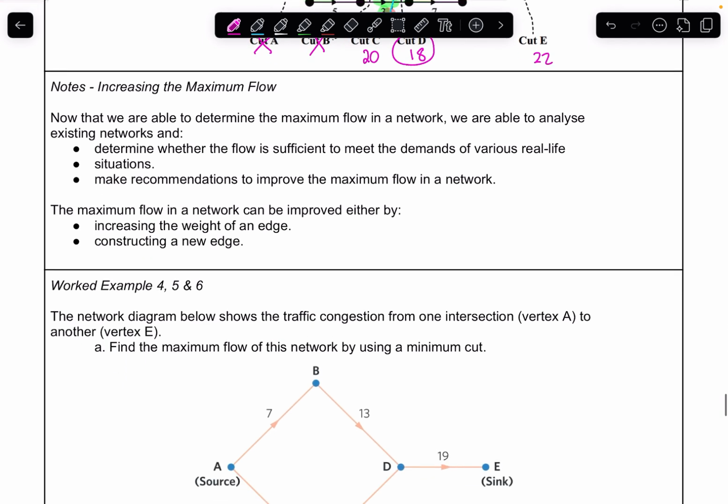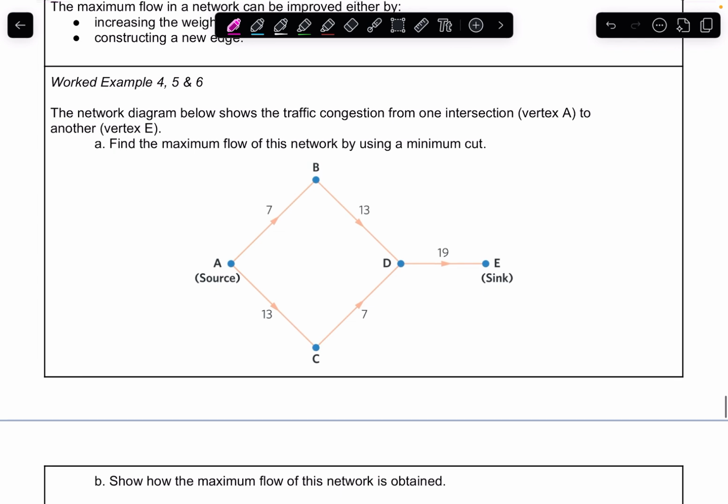Okay, so these questions get a little bit tougher. What it's asking us to do here is to look at the flow that's happening and see whether we can make any changes. It says now that we're able to determine the maximum flow in a network, we're able to analyse existing networks and determine whether the flow is sufficient to meet the demands of various real-life situations. We're able to make recommendations to improve the maximum flow in a network. The maximum flow in a network can be improved by either increasing the weight on an edge or constructing a new edge altogether. So this is where we get to analyse what's actually happening.